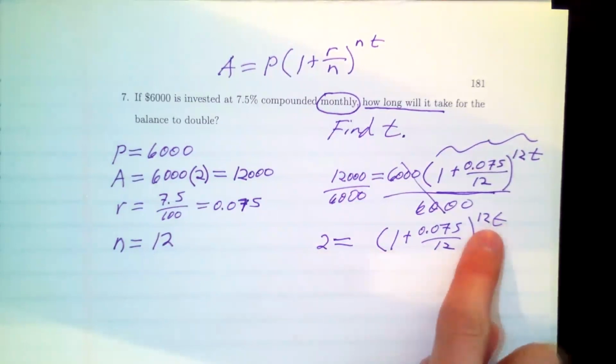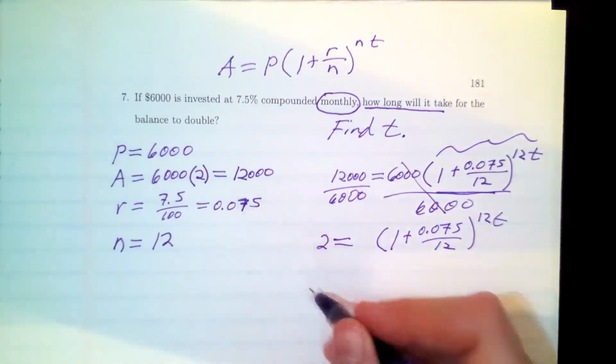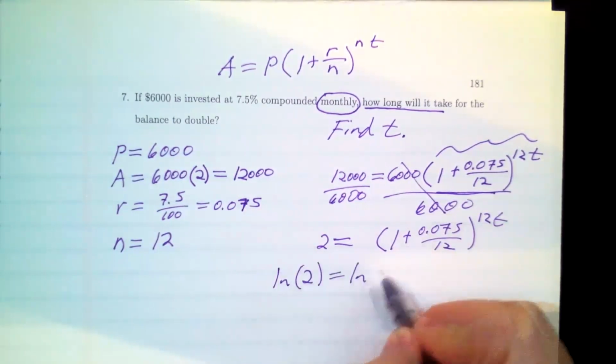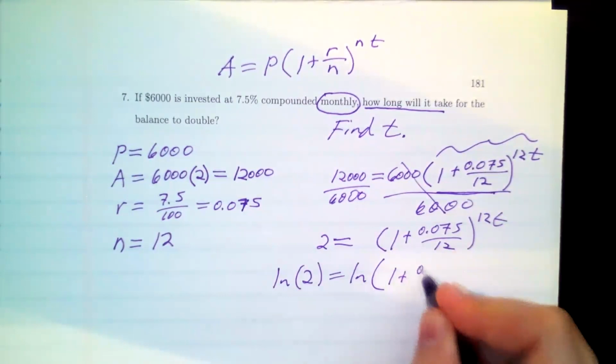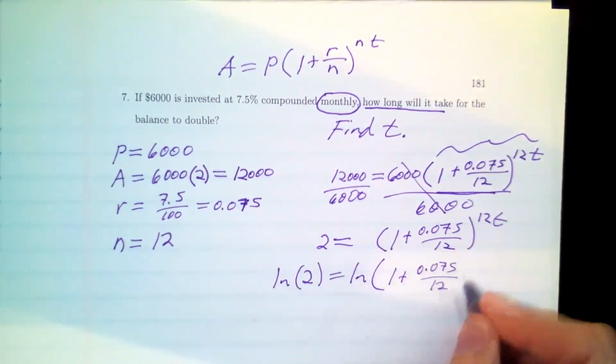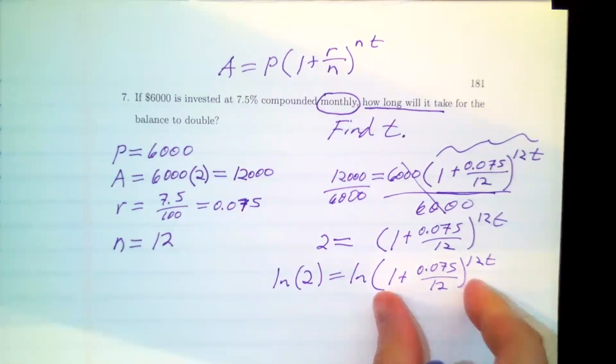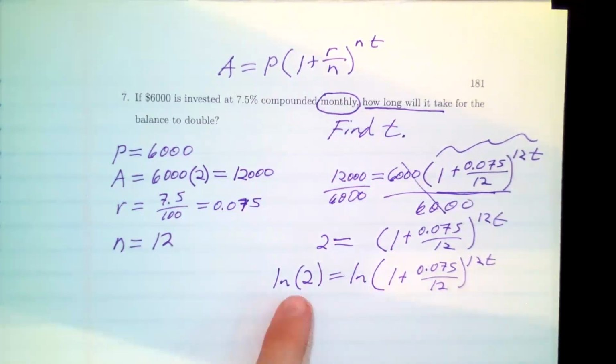Just like last time, what you should do is still take the natural log of both sides. But here's the kicker. Because this is not e, the ln and this doesn't cancel, right? Things only cancel when you have an ln and an e here, but this is not e. This is some other mess. So nothing cancels here, unfortunately. I am stuck leaving this as ln of that to the 12t power equals ln of 2.